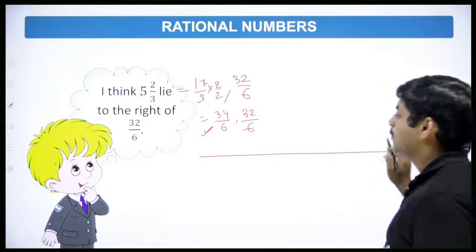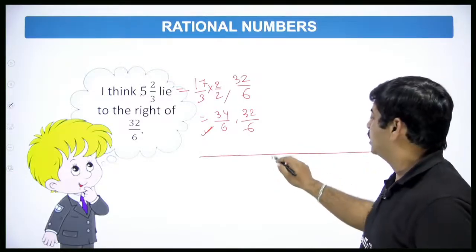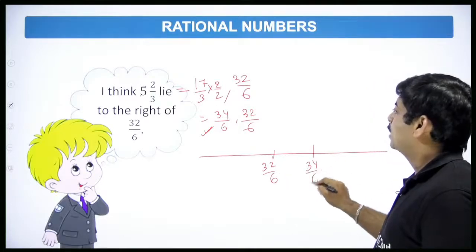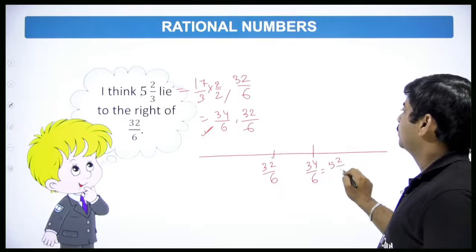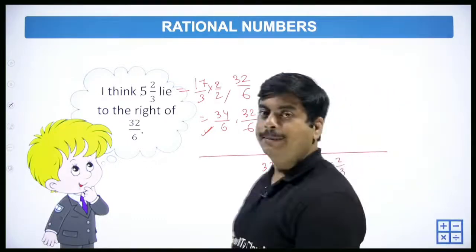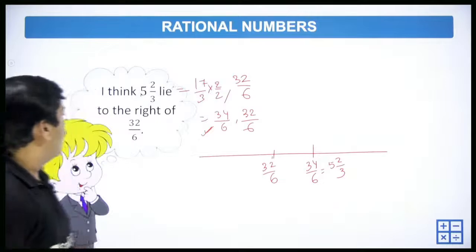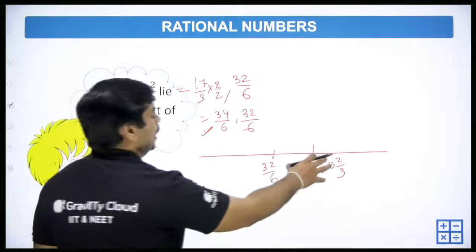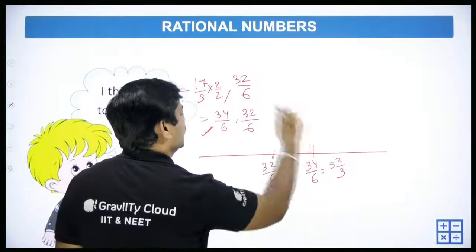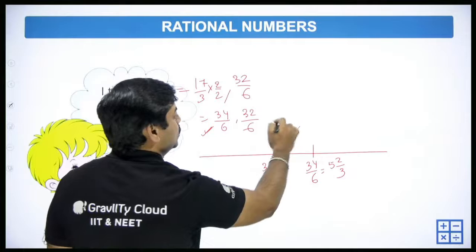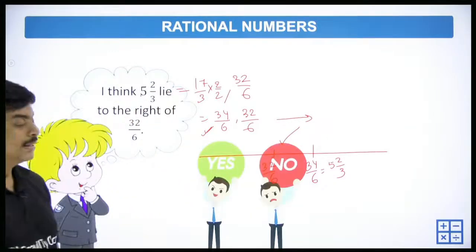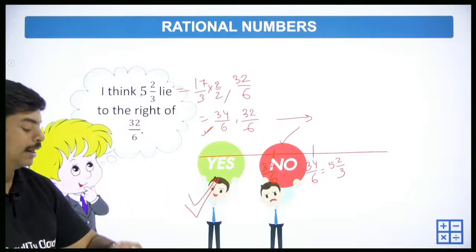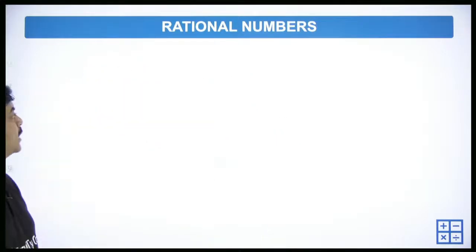If you take a number line, first 32 by 6 will come, and after that, 34 by 6 will come, which is 5 2 by 3. Now tell me what to do here. 5 2 by 3 lies to the right of 32 by 6. Yes, that is correct. Right side, this is right? So right side of 32 by 6, you can say that yes, it is correct. Yes, whatever the information is given is correct. Okay. Moving ahead for the next one.